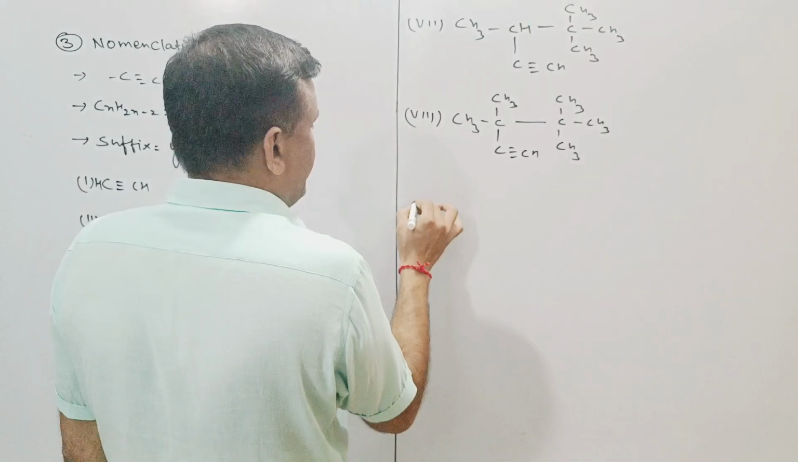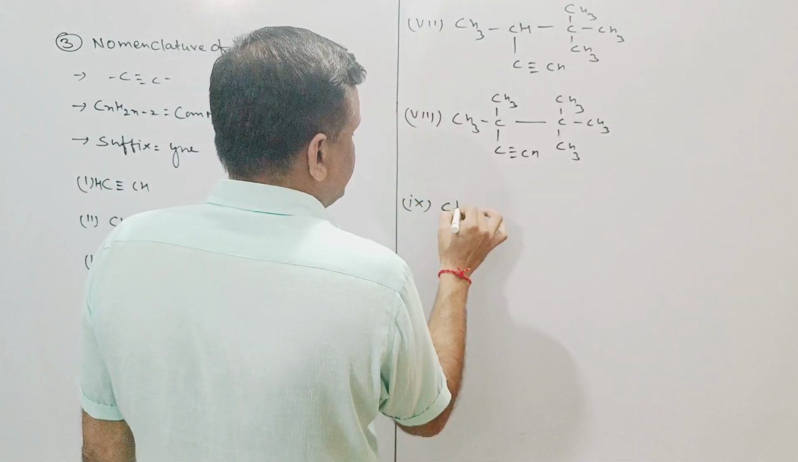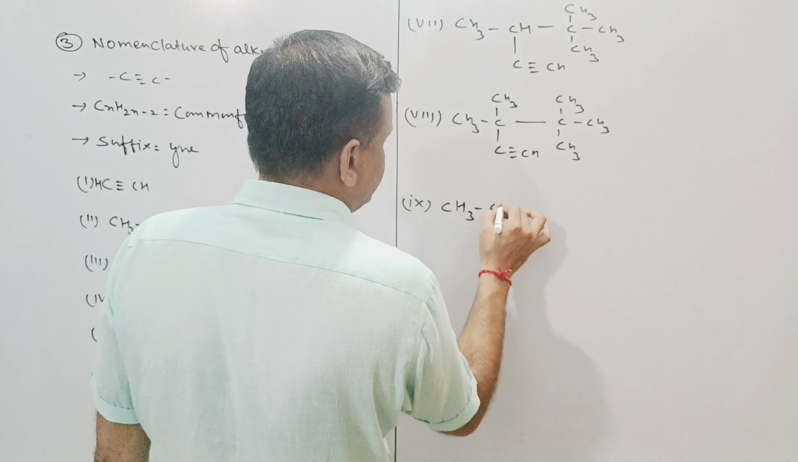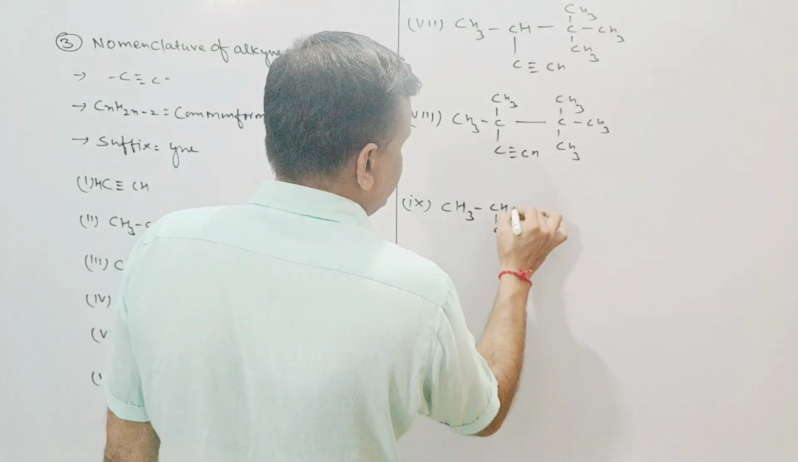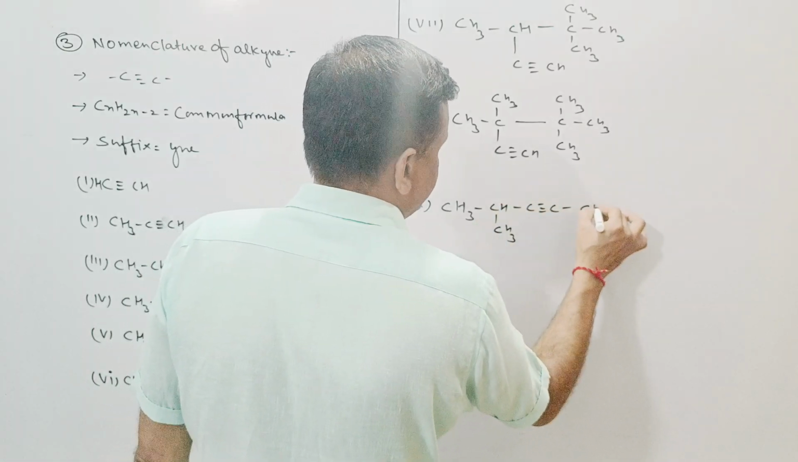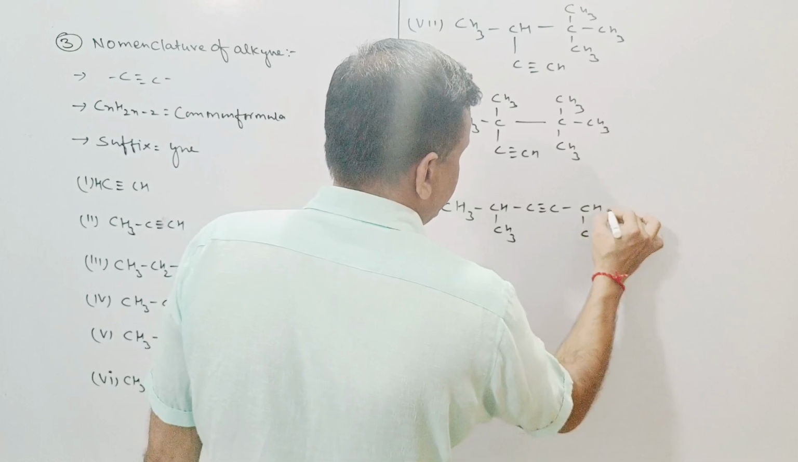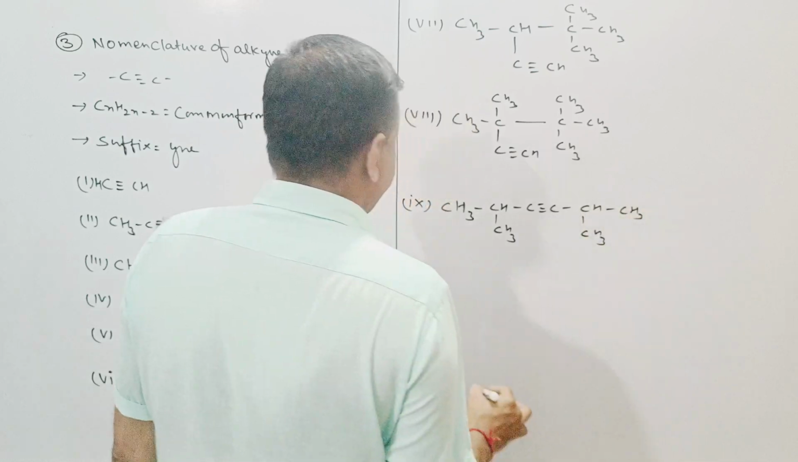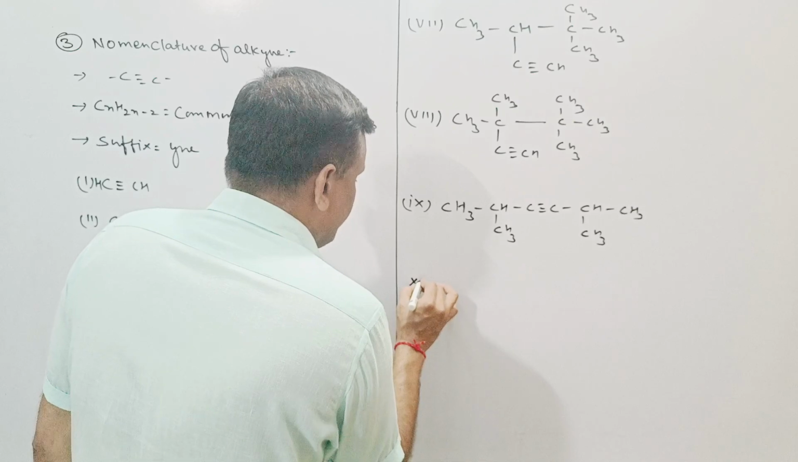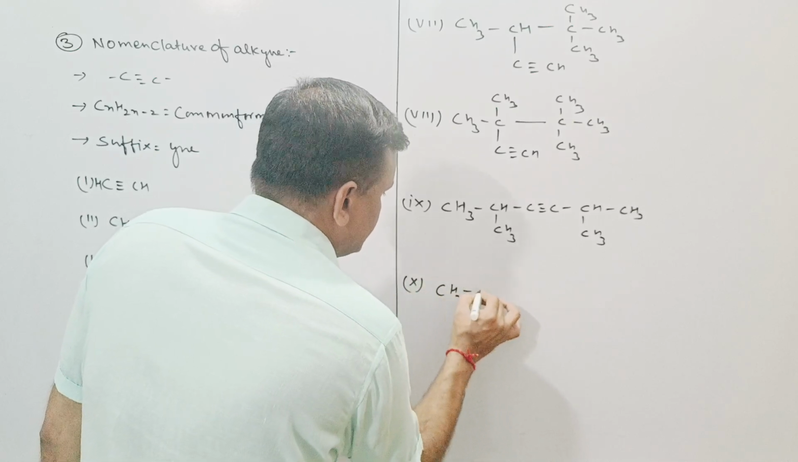This is the ninth compound. What is that? CH3. This is the CH, CH3, C triple bond C, CH. This is the CH3, and this is your CH3 again. This is the ninth compound, so it will be the 10th compound.